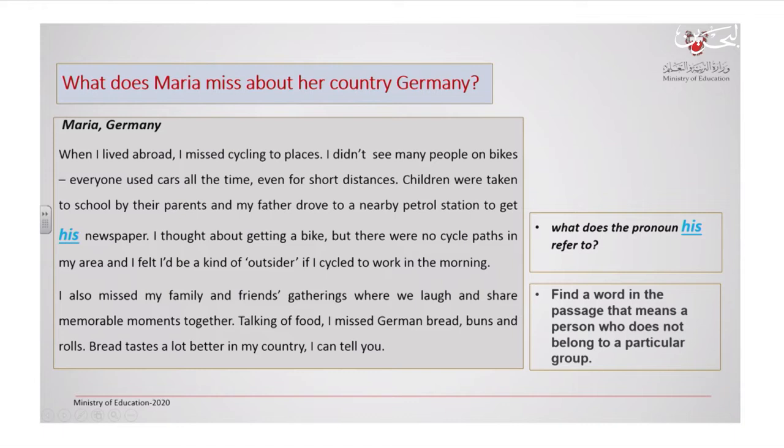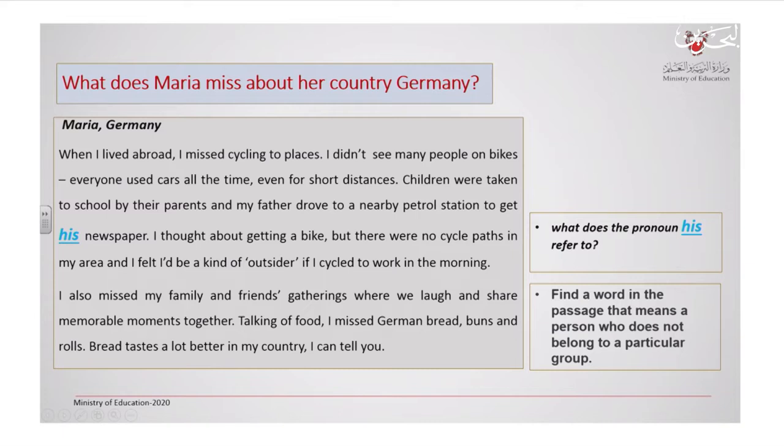Here is a text about Maria from Germany. Let's read it, and I want you to answer 3 questions. When I lived abroad, I missed cycling to places. I didn't see many people on bikes. Everyone used cars all the time, even for short distances.